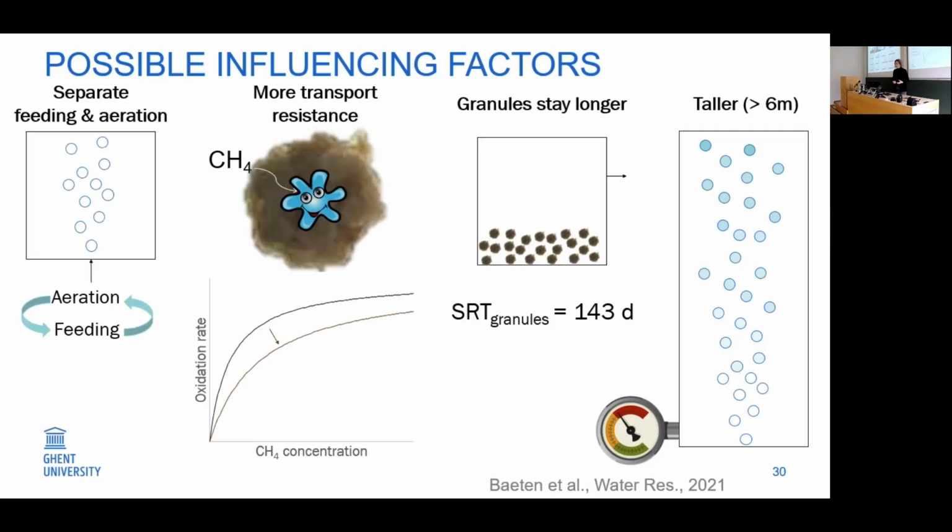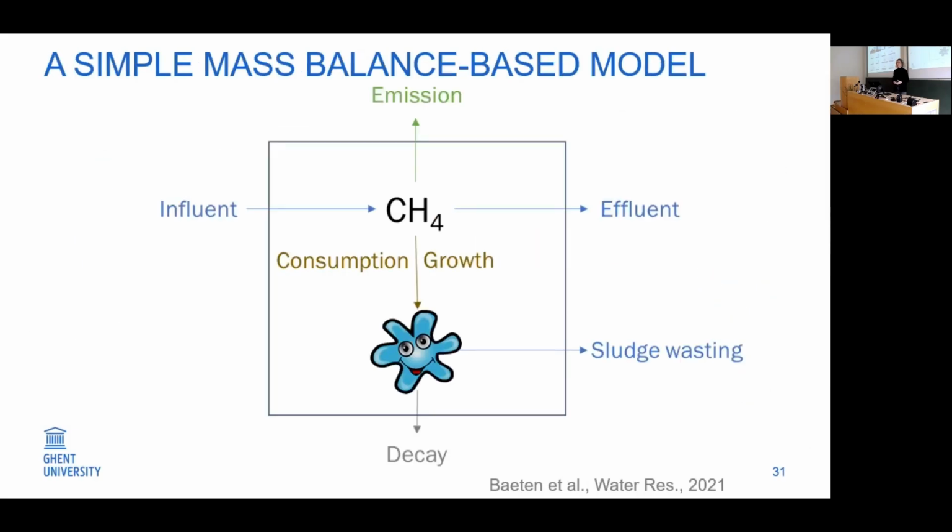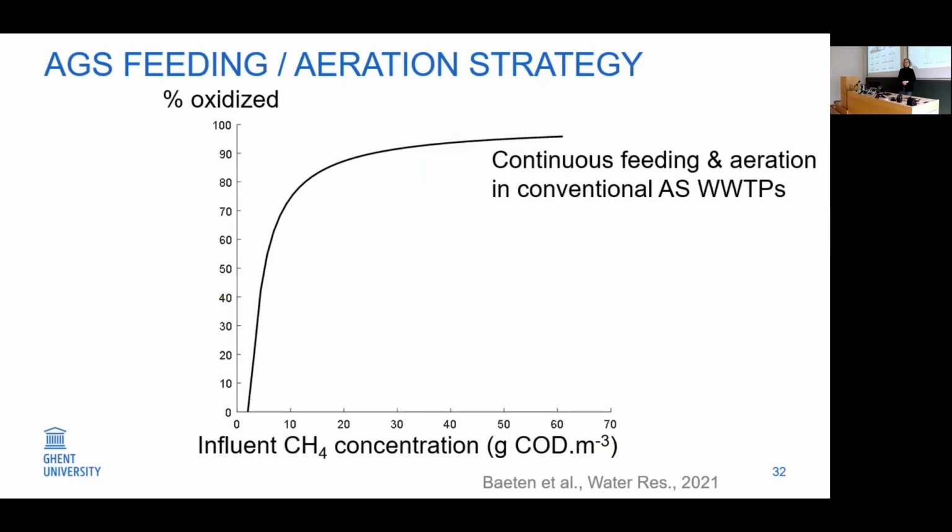Altogether, there are 4 effects that could influence the fate of methane when we switch from activated sludge systems to aerobic granular sludge systems. In order to investigate these influencing factors, we built a simple model based on mass balances. A mass balance for the methane entering the reactor with the influent, exiting the reactor with the effluent, methane which is emitted to the atmosphere, and methane which is taken up by the methane oxidizing bacteria. Also, we made a mass balance for the methane oxidizing bacteria, describing their growth, decay, and the wasting of sludge. And here you have the result.